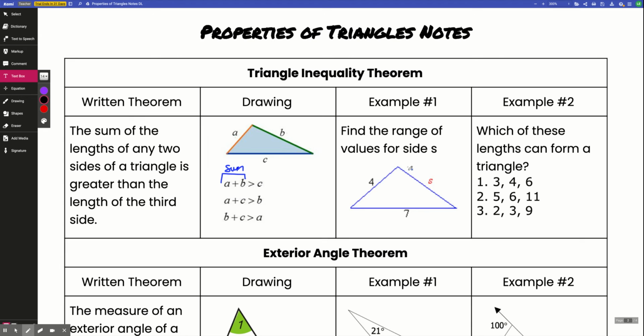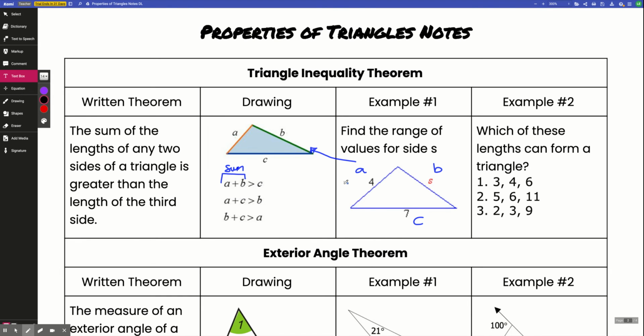Okay, so let's take a look at this example right here. This says find the range of values for side S. Basically what we're going to do is plug these three sides in. This one I'm going to call A, this one B, and this one C, so that they match my drawing right here. I'm going to plug them into these inequalities and solve for S, because that will give me ranges. It'll say S has to be greater than a certain value, less than a certain value.